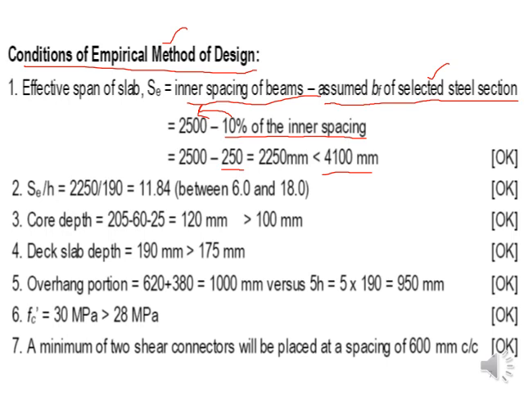So you subtract it and get the effective span of the slab. This is less than 4.1 meter, so it is going to give an OK sign. You have to write it.